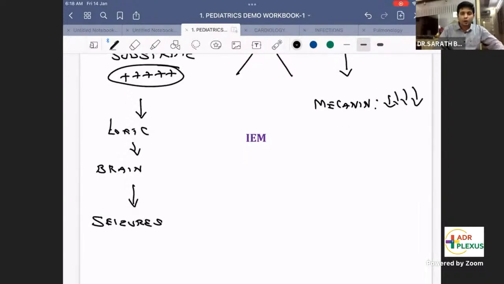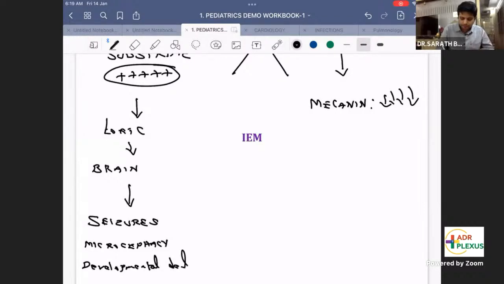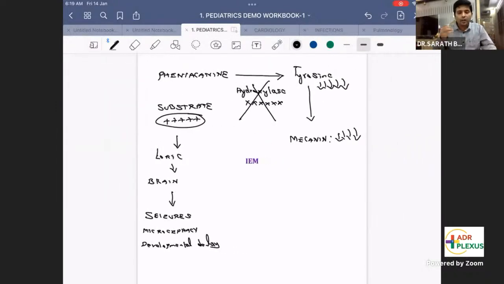Second point, because of the chronic damage that can occur to the brain because of the high phenylalanine levels, the child can go for microcephaly. And because of the chronic damage to the developing brain, the child can go for mental retardation or developmental delay. Instead of using the term mental retardation, let me use the term developmental delay. So you will have developmental delay. So one is due to the increase in the substrate in the form of phenylalanine. This phenylalanine in turn causes damage to the developing brain, leading to seizures, microcephaly, developmental delay.